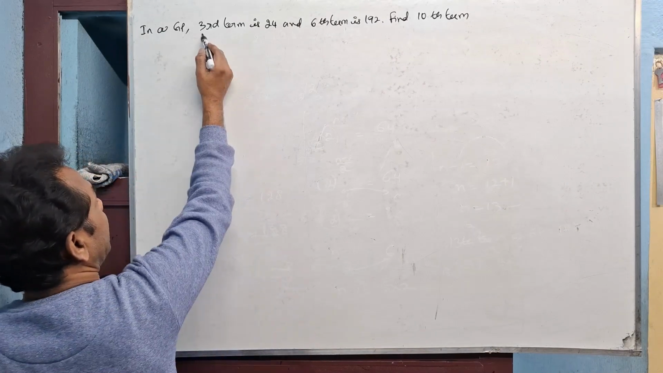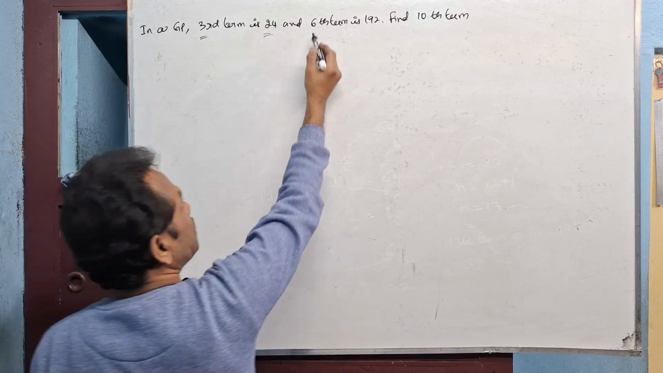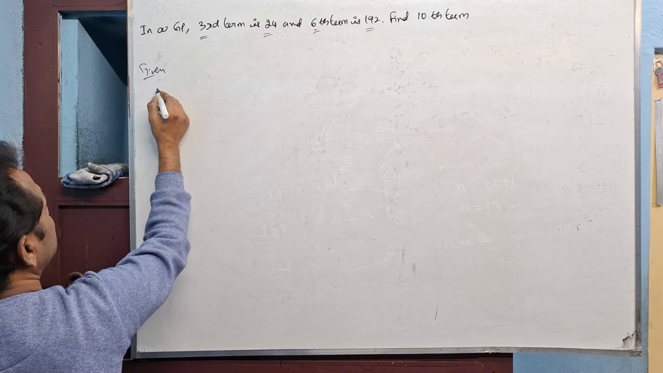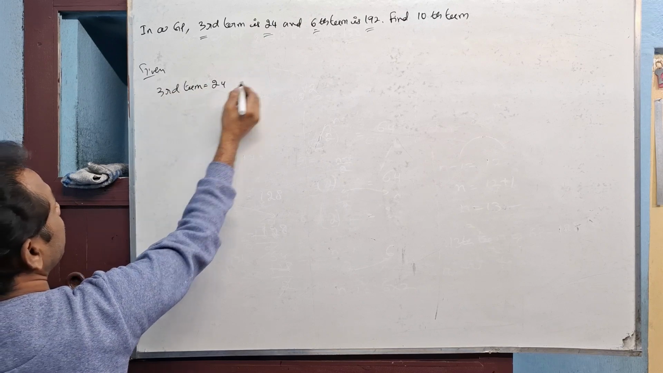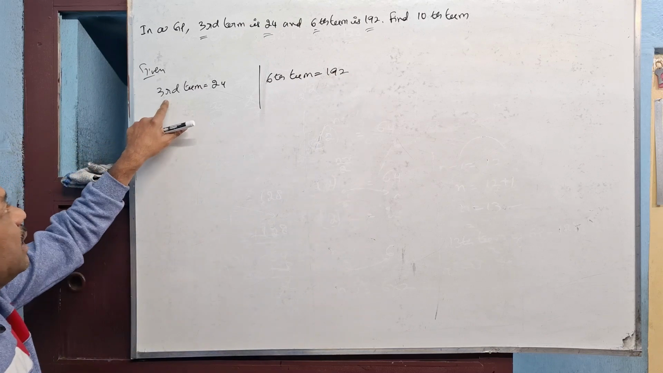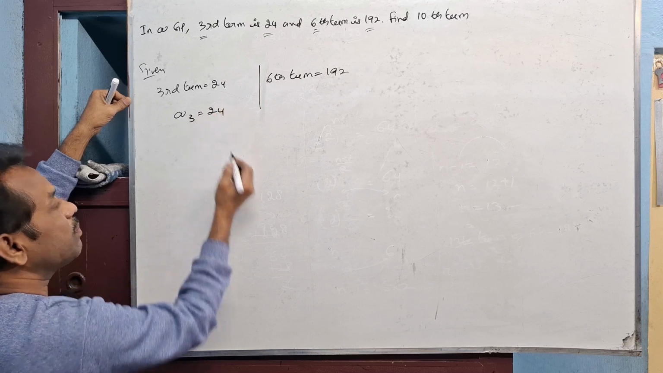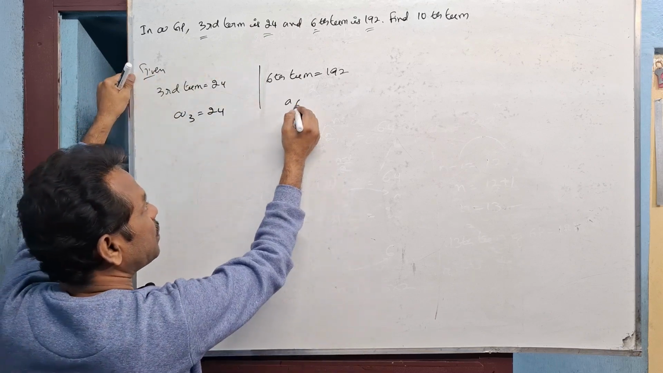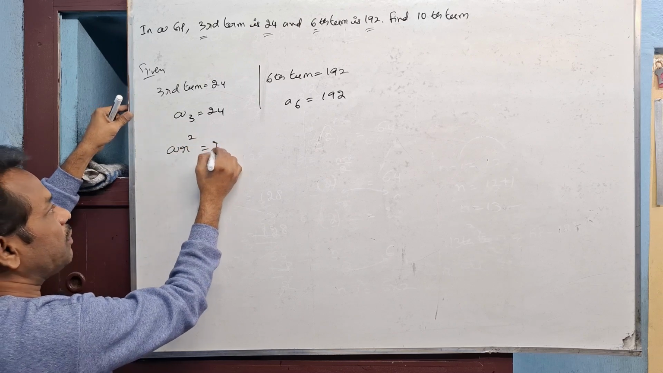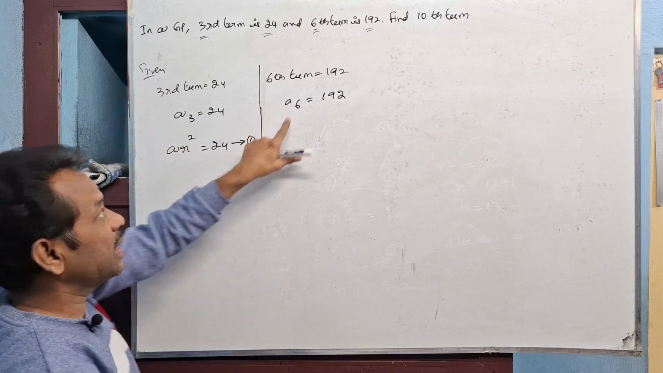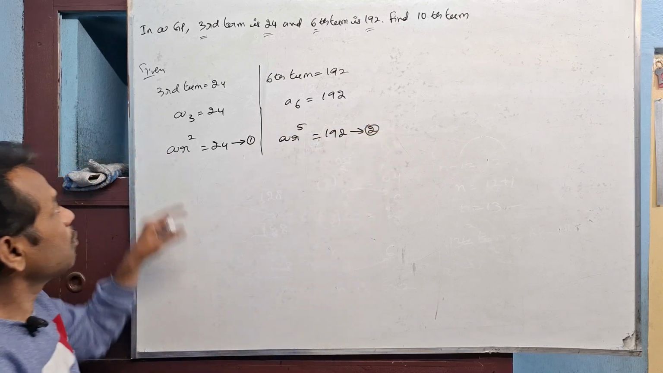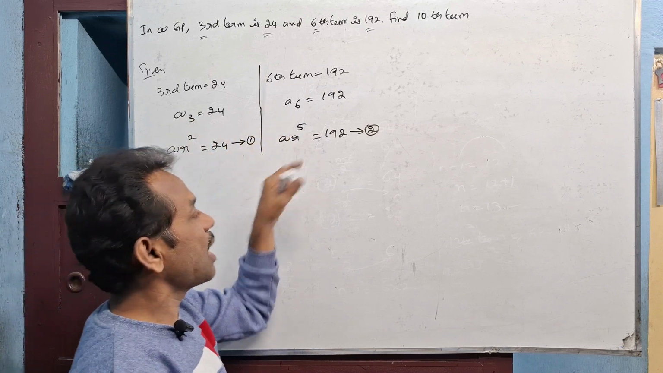In this question, it is given that the third term of GP is 24 and the sixth term of GP is 192, and we need to find the 10th term. So as per the question, third term equal to 24 and sixth term equal to 192. We can write the third term as A3 equal to 24, and the sixth term as A6 equal to 192. Also we can write A3 as AR square equal to 24; let me take this as equation 1. And we can write A6 as AR to the power of 5 equal to 192; let me take this as equation 2.